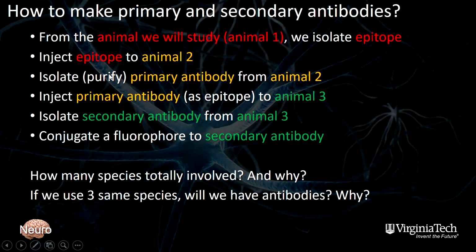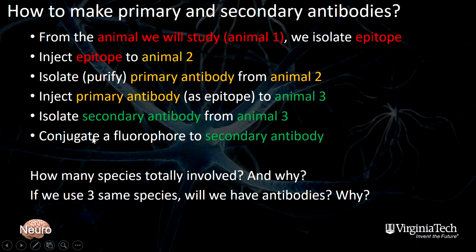And then we're going to purify or isolate this primary antibody from this animal 2. Then this primary antibody was made. Then we're going to use a small portion of this primary antibody to inject into another animal, and this is animal 3. And in this animal, this primary antibody functions as a foreign object, right? And this animal 3 will develop some antibody, and that's going to be our secondary antibody. Then we're going to get the blood from the 3rd animal and then isolate or purify the secondary antibody.